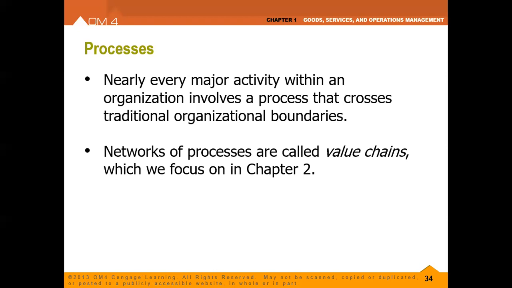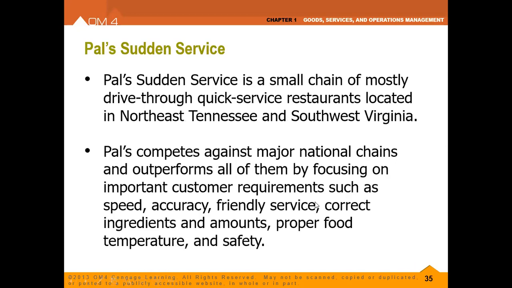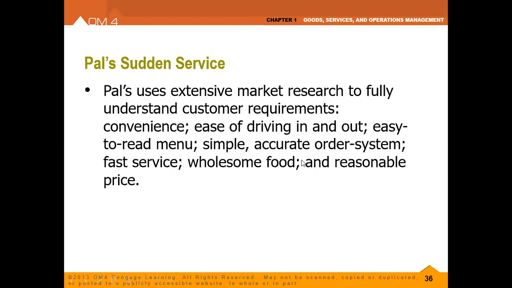So like marketing, if we want to get budget, then we'll involve the finance department, or if we want money, we involve the accounting department. So we have to work with different departments. Yeah. So a network of processes we call the value chain, and we will talk about it in chapter 2. But PAL's sudden service, I'm not going to talk about this now.